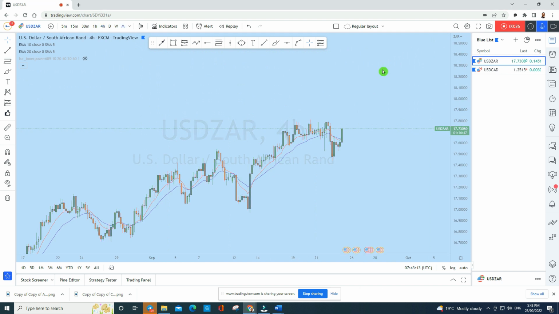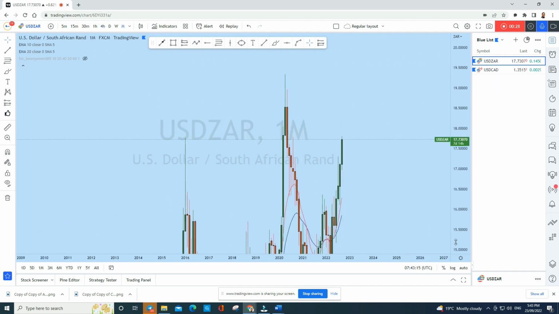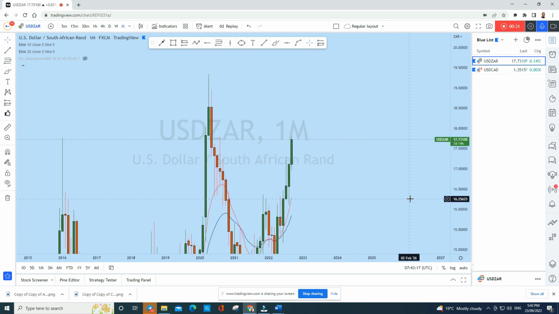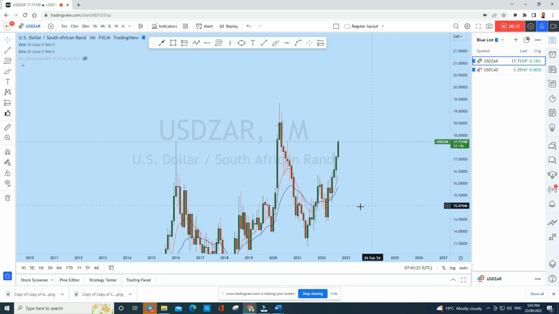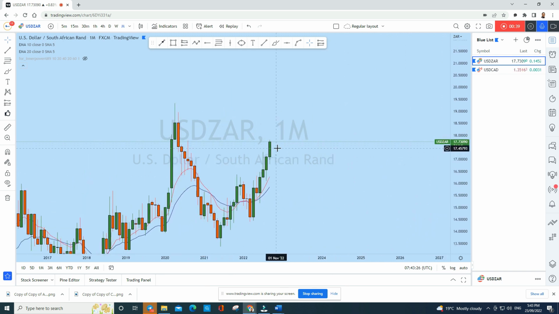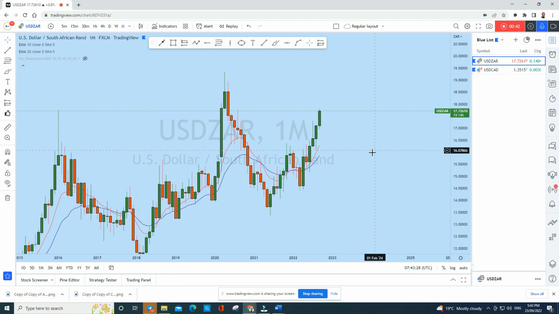First of all, we'll be looking at the monthly time frame on USD ZAR. On the monthly perspective, USD ZAR is in very strong bullish momentum. As you can see, this price is highly bullish. Every month, the price was creating a series of higher highs and higher lows.